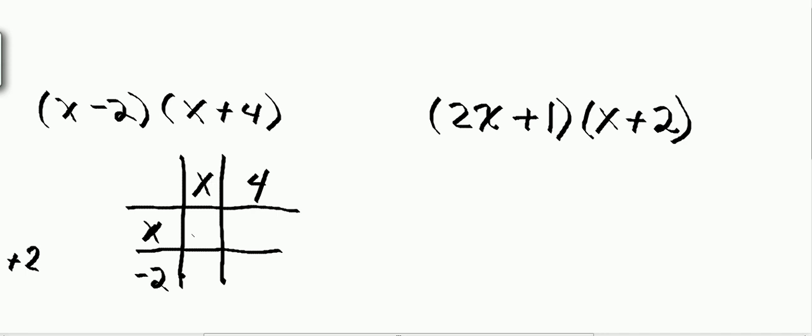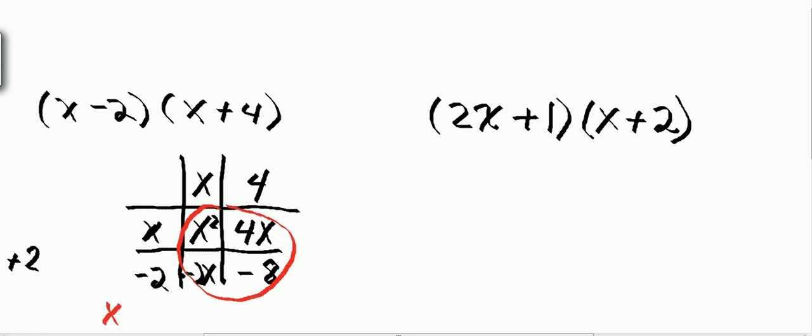I get x times x is x squared. I get x times 4 is 4x. I have -2 times x is -2x. And -2 times 4 is -8. I then pull out what's on the inside here, and that is my product of my two polynomials.